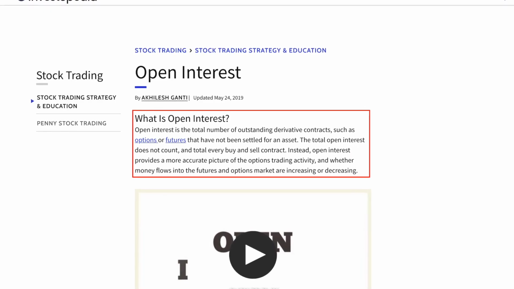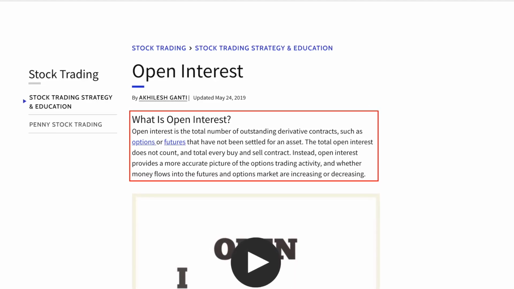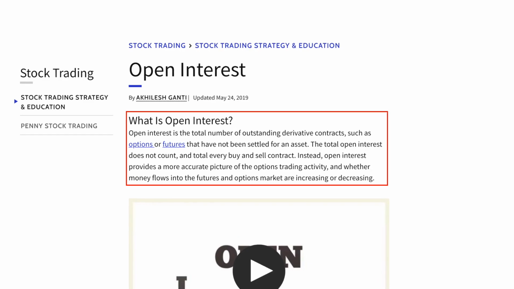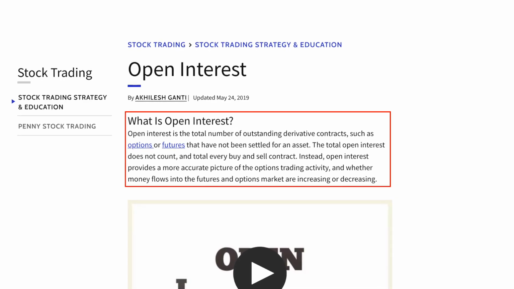But first of all, what is the open interest? The open interest is the number of outstanding derivative contracts that are right now in the market, active, and that haven't been settled yet. What's important to mention here is that the open interest gives a picture of the option activity for a certain underlying at a certain strike.